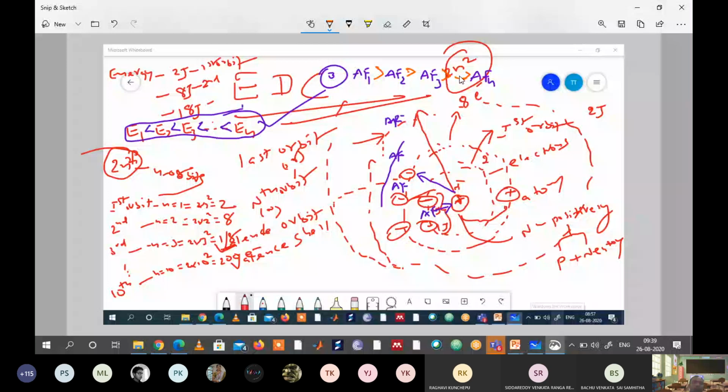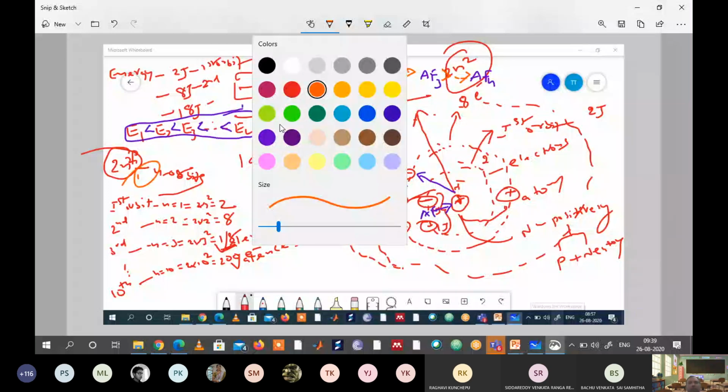So totally here we have discussed the three most important points. One is the number of electrons revolving around the nucleus, which is equal to 2n square. Second point is energy levels. Third point is attraction force. Right. Now let us go deeper again.